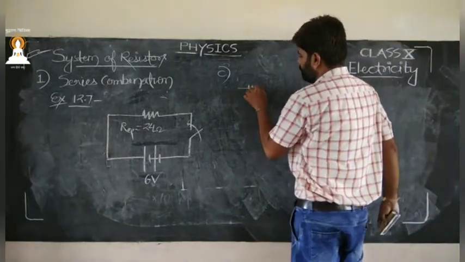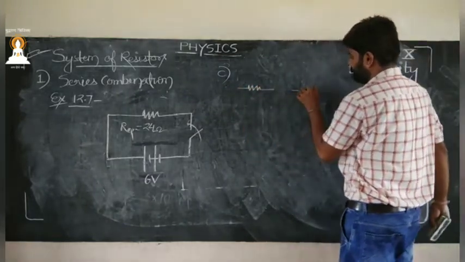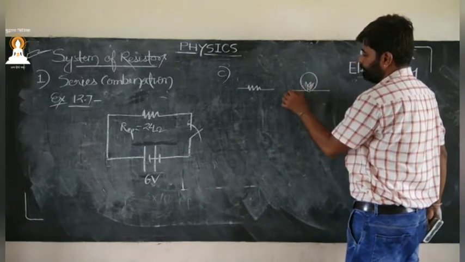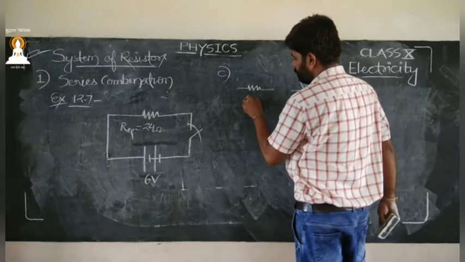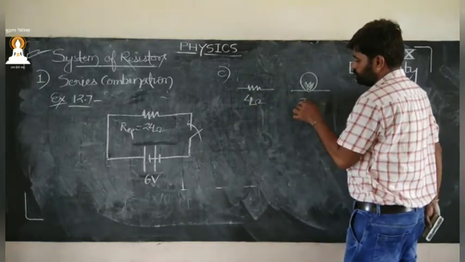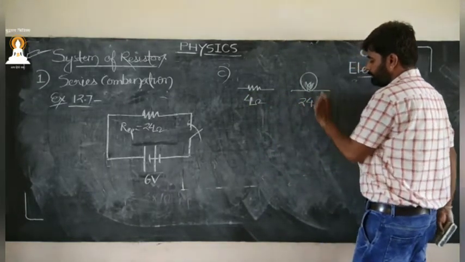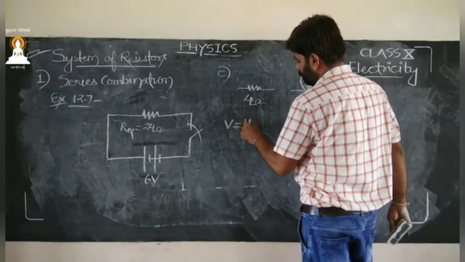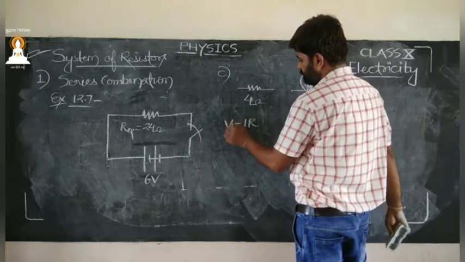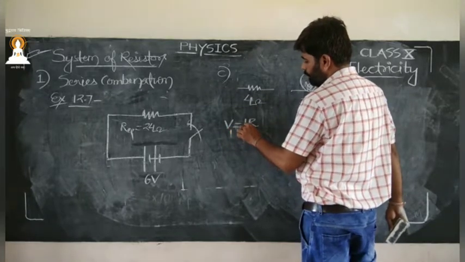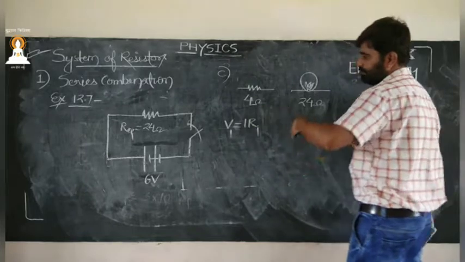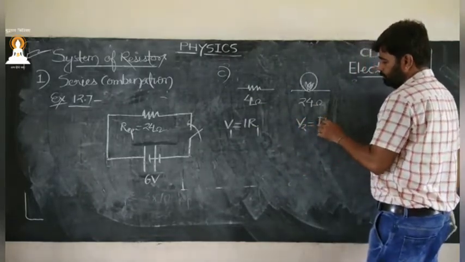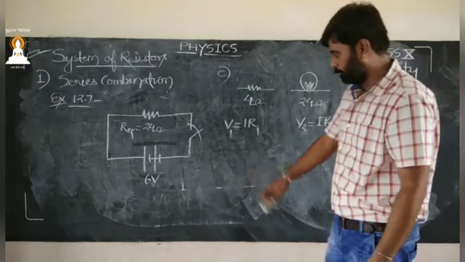Now let me draw them individually. This is the conductor and this is the electric lamp. The resistance of this was 4 ohm, the resistance of this was 24 ohm. Now see, we know V is equal to I into R. So V1 is equal to I into R1, because I will be the same here, and V2 will be equal to I into R2. This is the potential drop.